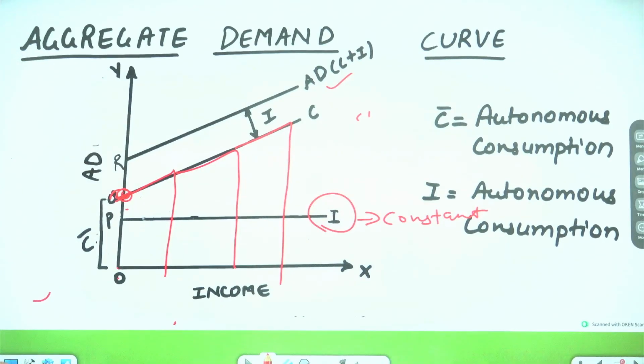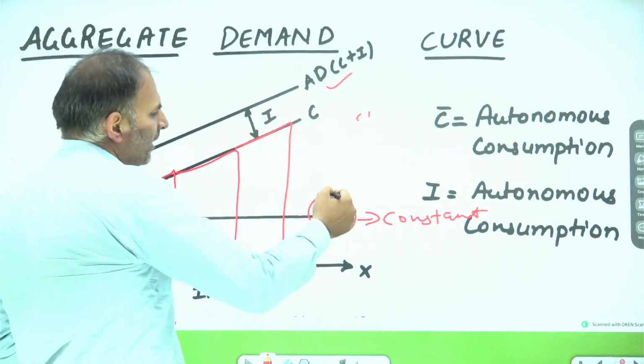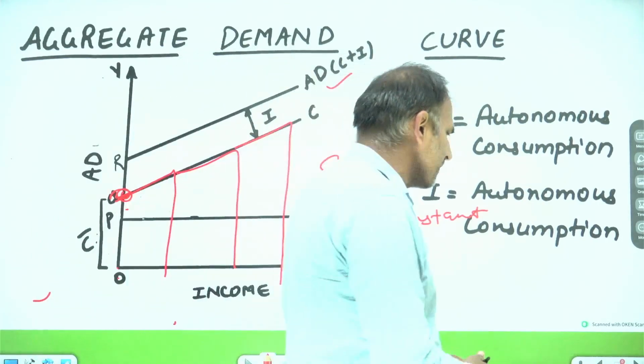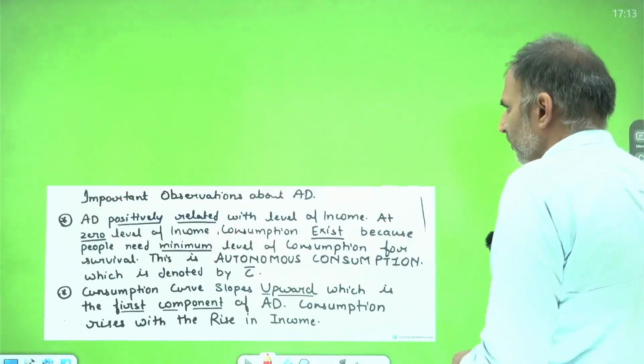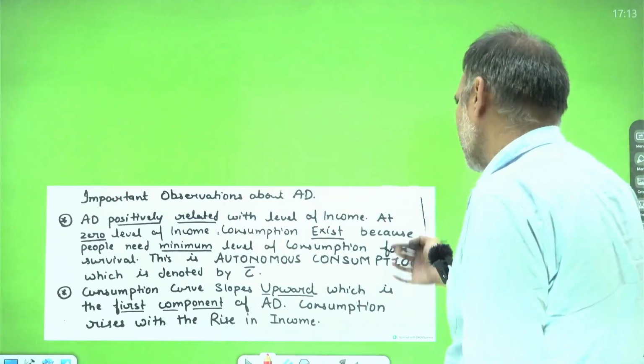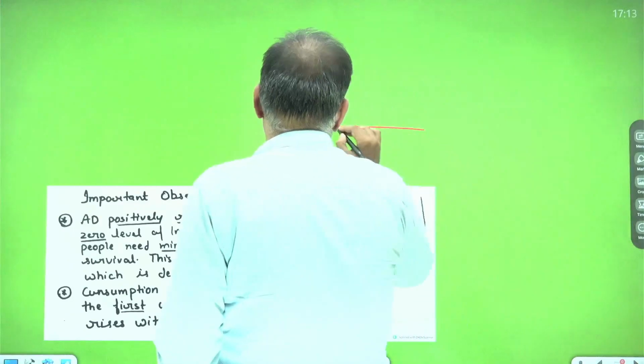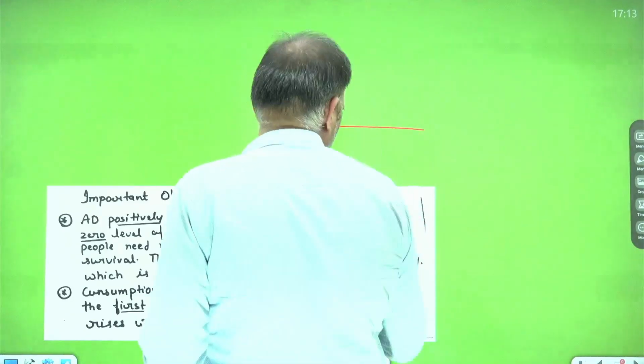And if we add C plus I, there is some autonomous consumption, which we have discussed in later topics. Okay, let us understand here. AD positively, if we go through that topic.